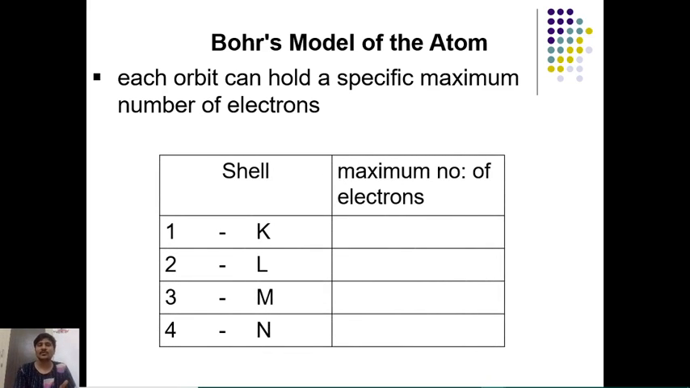The orbits are also known as shells, which are the K, L, M, and N shells. The maximum number of electrons that fill the K shell is 2, the L shell is 8, the M shell is 18, and the N shell is 32.